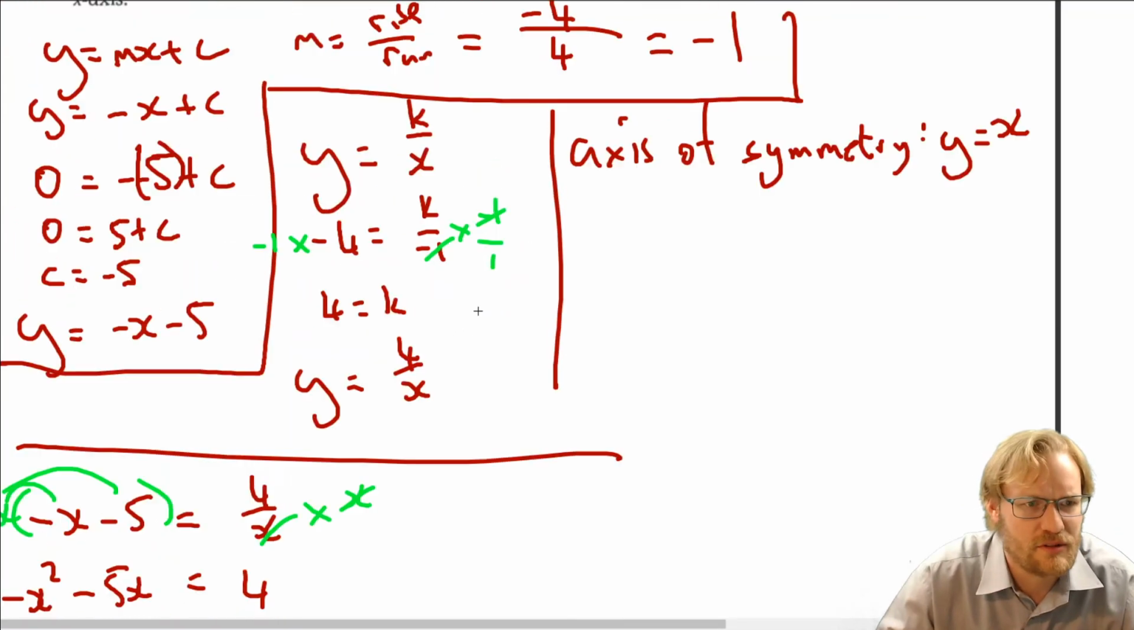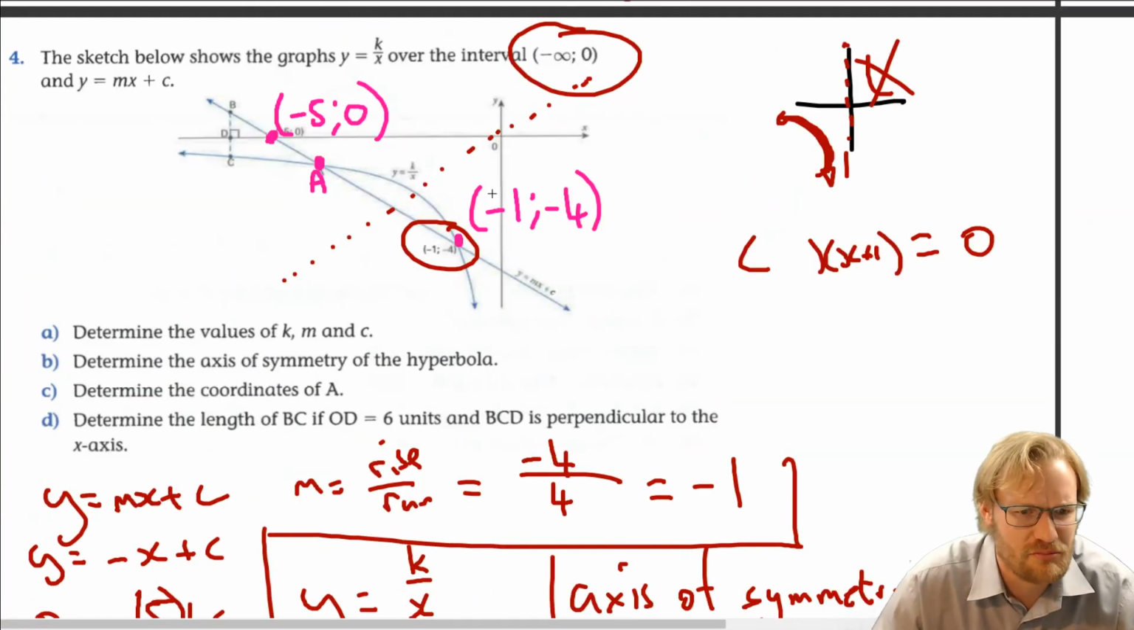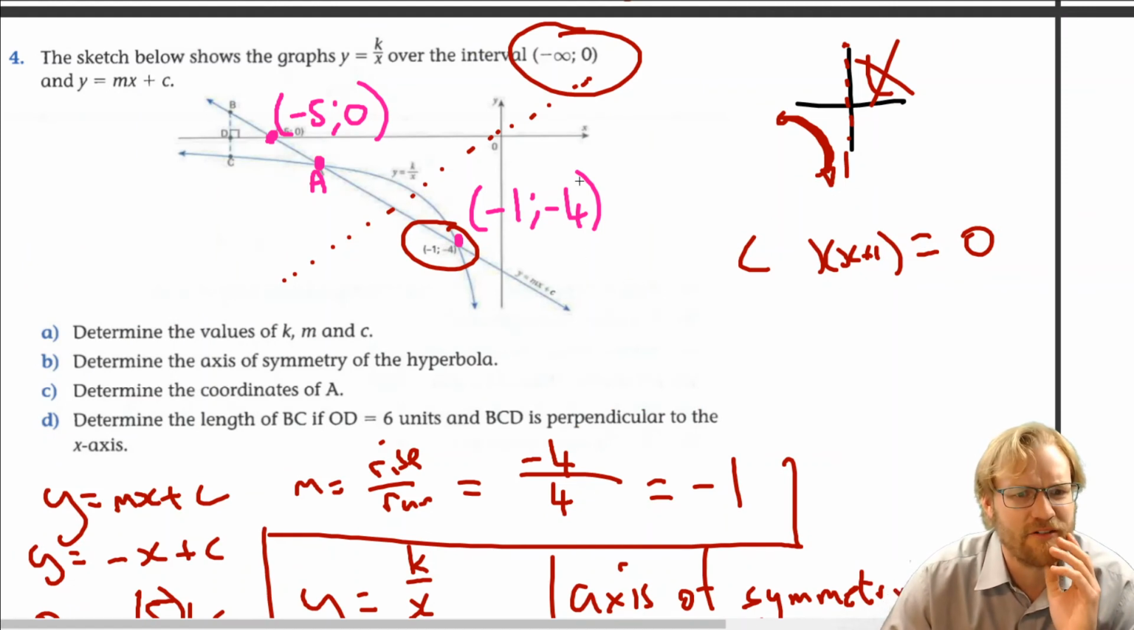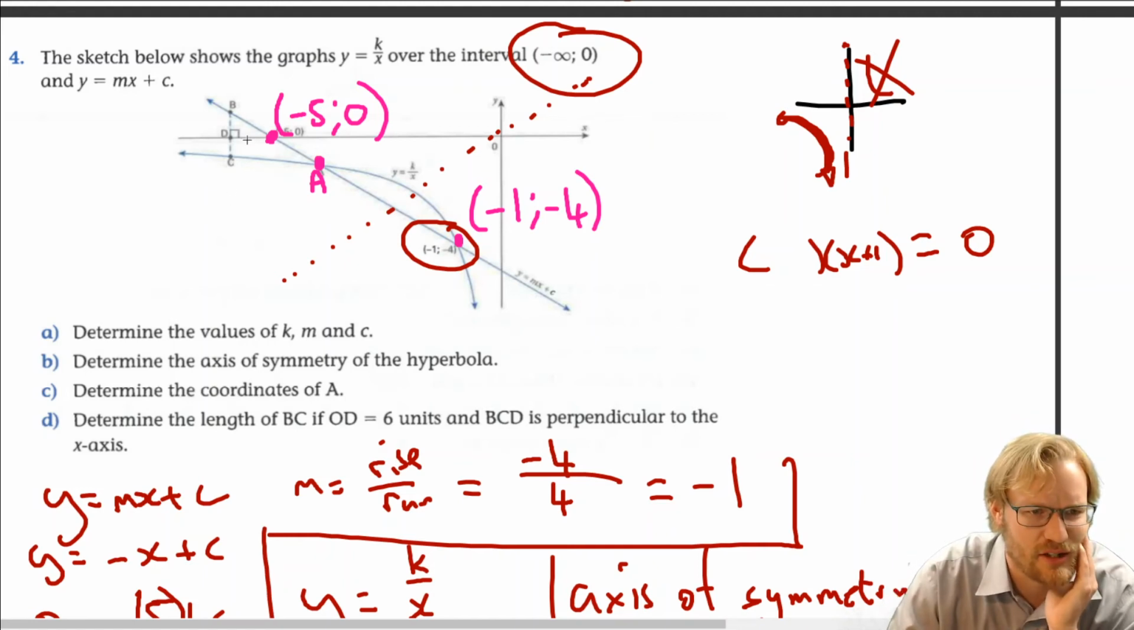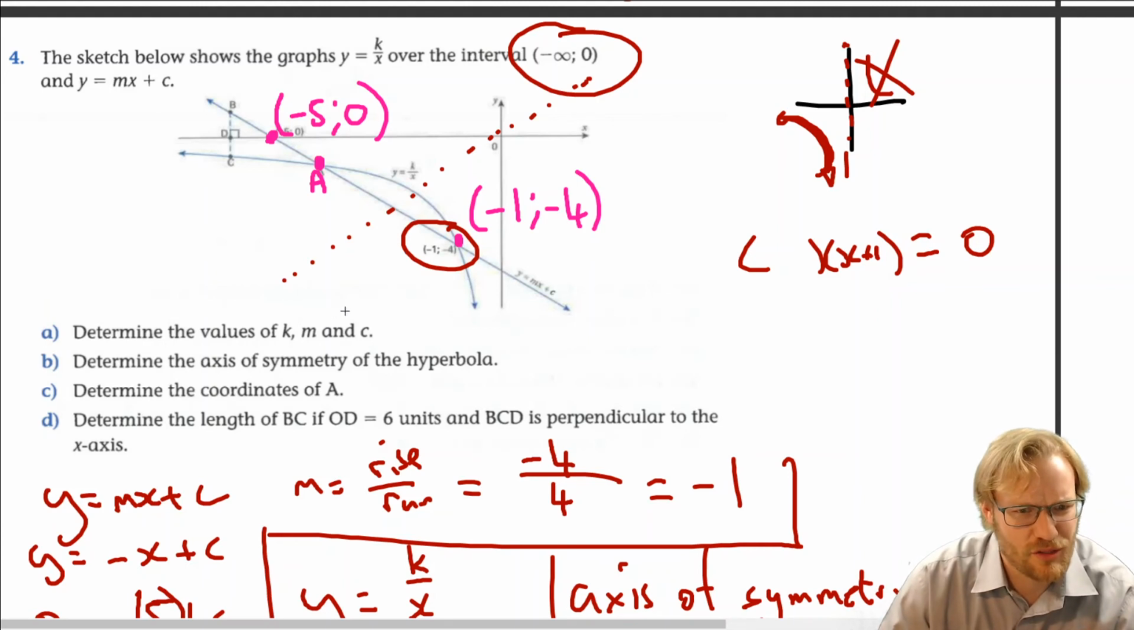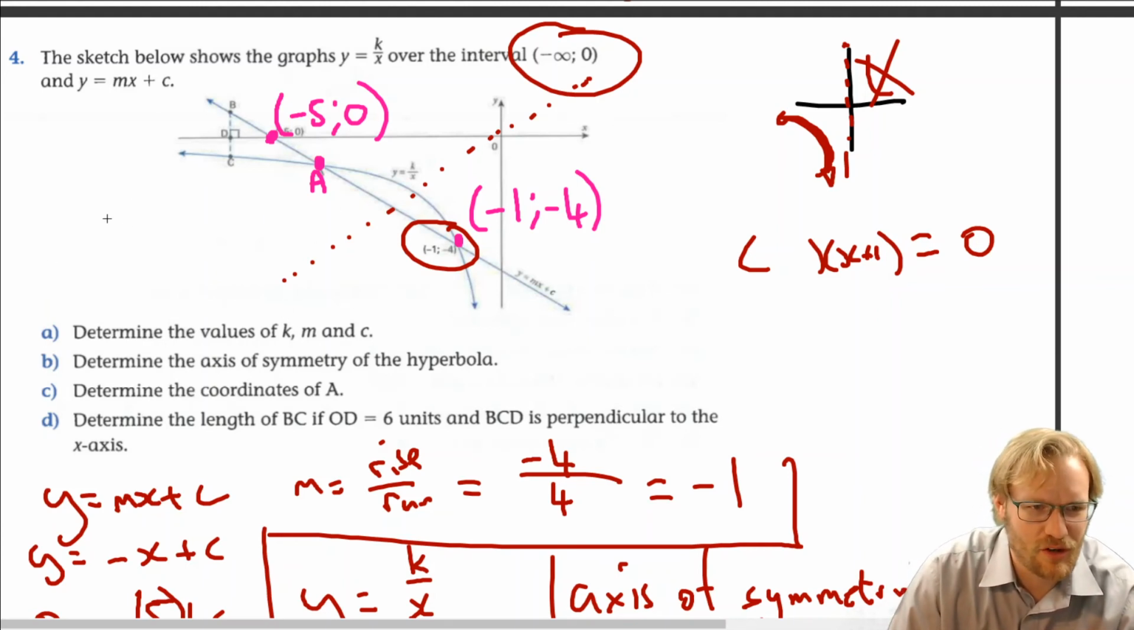Right, so we've got A. We're pretty much there. This question hasn't actually been too involved. Determine the length of BC. This length here, if OD equals 6 units and BCD is perpendicular, in other words, it's at right angles. If you've done questions 1, 2, and 3, you realize that this is a long way around of writing, well, for B, C, and D, if OD is 6 units, we know that the x value is negative 6 for all of these. And for D, it's 0. So all we need to do is work out this y value, this y value.